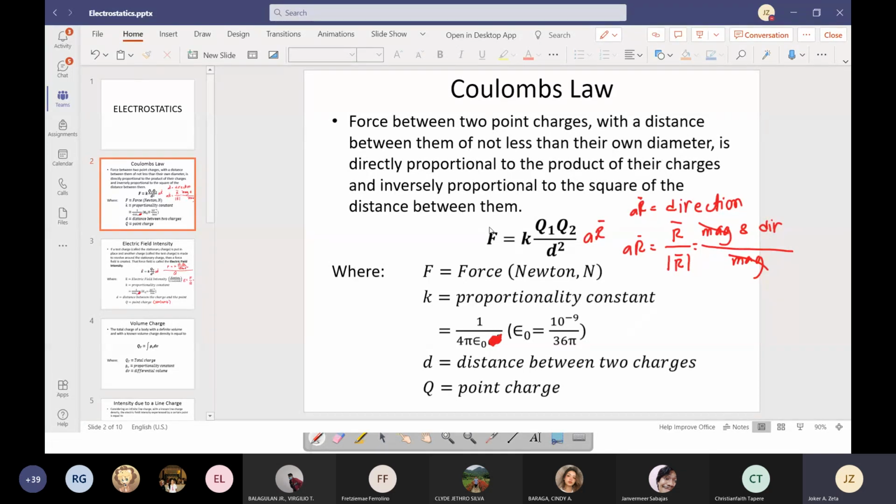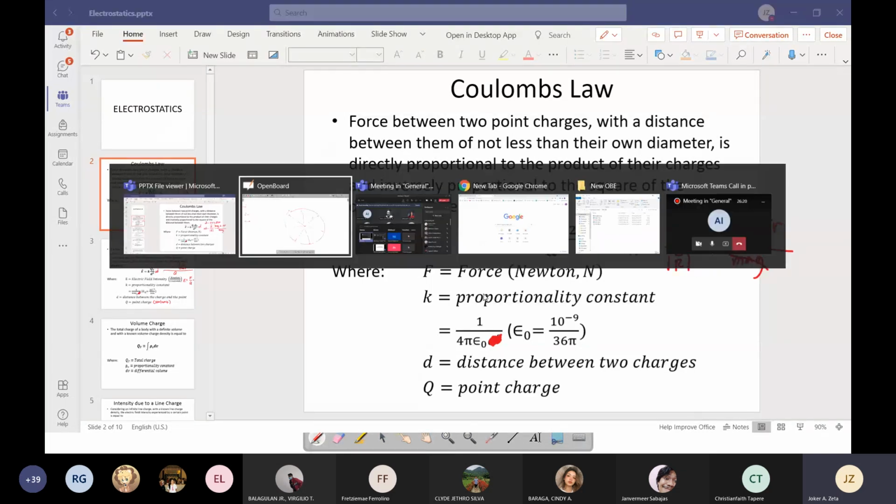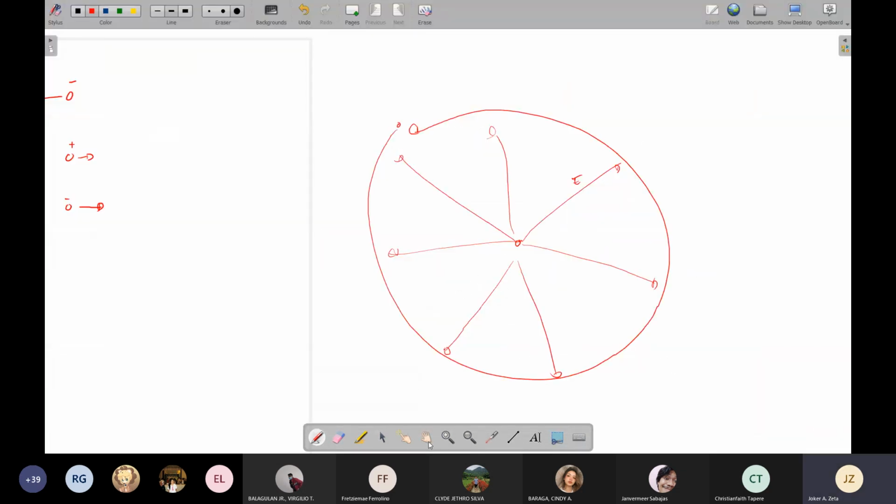So this will be a vector quantity, like force. But if you only want the magnitude, then this one is enough already. Usually during our exam, what I want you to find is, of course, the vector. Okay? Now, let's proceed to an example.